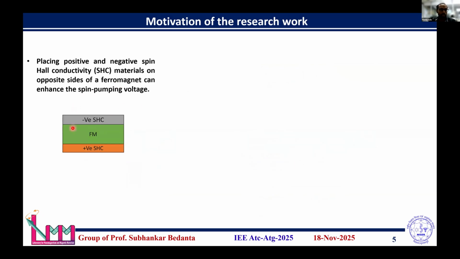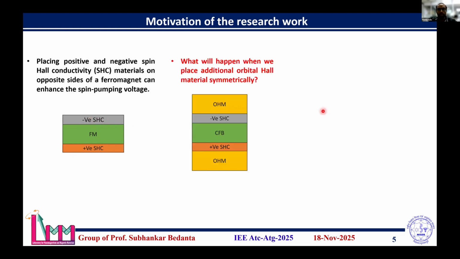So you may all know that when there is negative spin Hall conductivity and orbital Hall positive spin Hall conductivity on the opposite side of the ferromagnet, it can increase the efficiency because of the symmetry of the spin current. The spin current is flowing from this side and that side, and if it is negative and positive, it can be additive. So we ask the question: what will happen when we place additional orbital Hall material symmetrically in this structure?